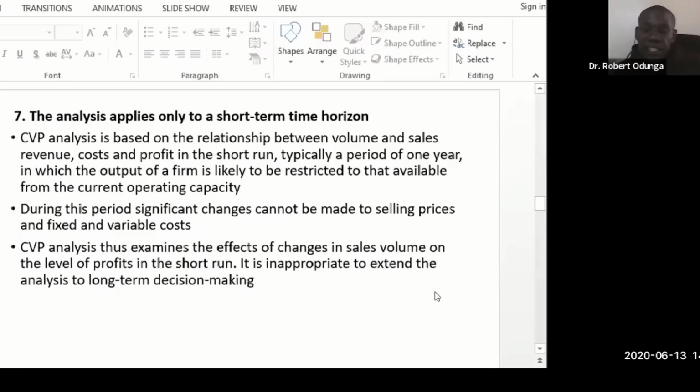But in case we are increasing our production, then the variable cost will change because the increase in volume of production has a direct effect on the total variable cost. CVP analysis thus examines the effects of changes in sales volume on the level of profits in the short run. It is inappropriate to extend the analysis to a long-term period for decision making. So that will not work for long-term decision making. It can only work for short-term decision making.